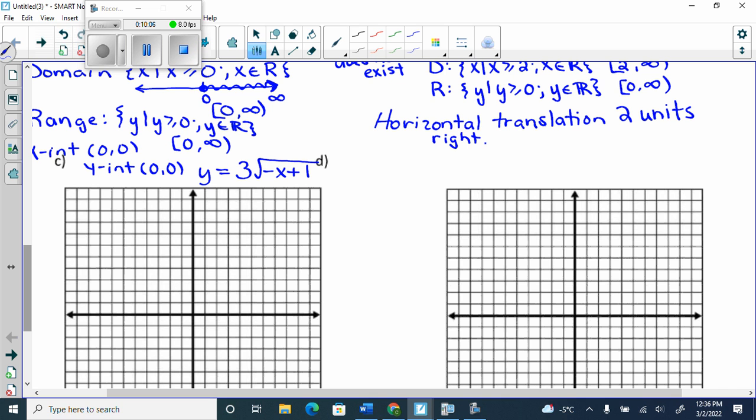Yeah. So I need to take the negative 1 out to make sure I have a positive 1x. So I'm going to get y equals 3 root negative 1 x minus 1. So it's actually 1 to the right, correct? I'm going to help you with the next one too, because this is the trickier one.